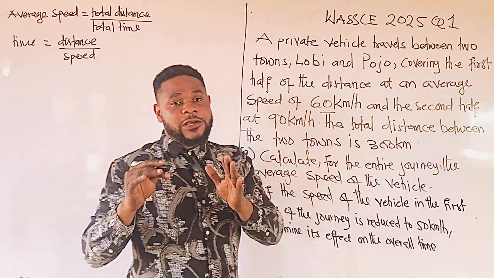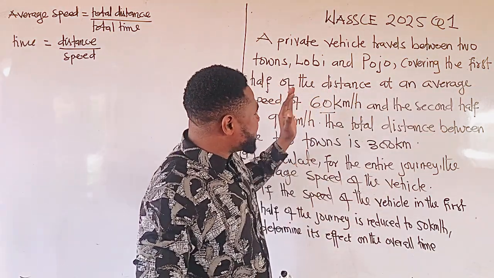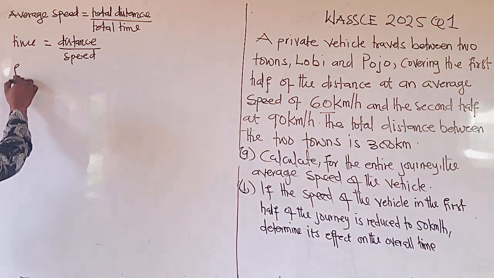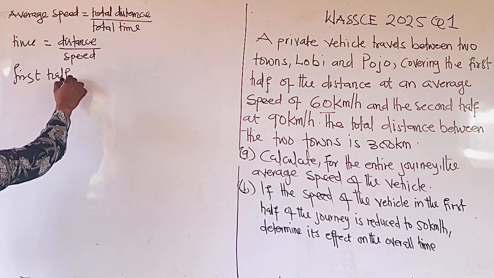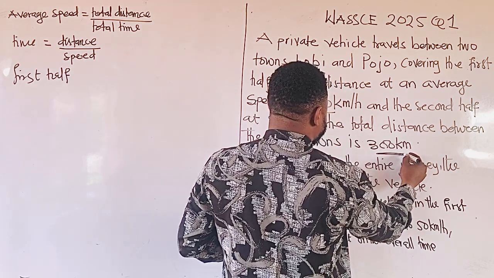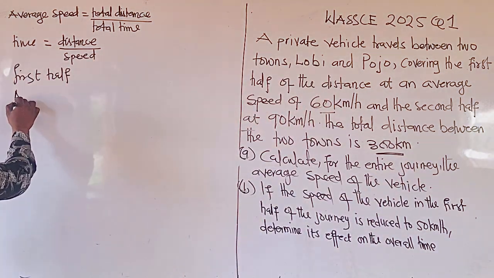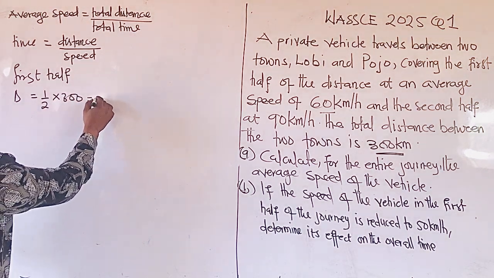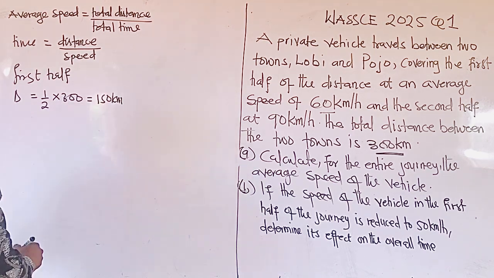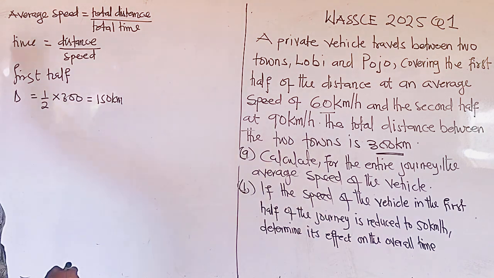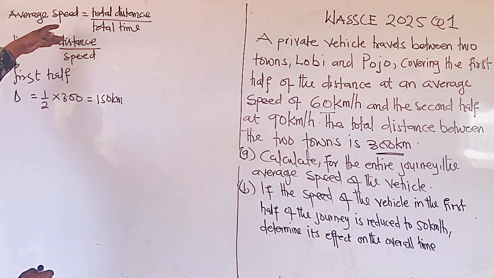But the question is divided into two. We have the first half of the distance and the second half of the distance. So first of all, let us take the first half of the distance and look at what we can deduce. Since the total distance is 300 kilometers, our first half of the distance is going to be 1/2 times the total distance, and it is going to give us 150 kilometers. So for the first half, the distance we are going to deal with will be 150 kilometers, which is 1/2 times 300.